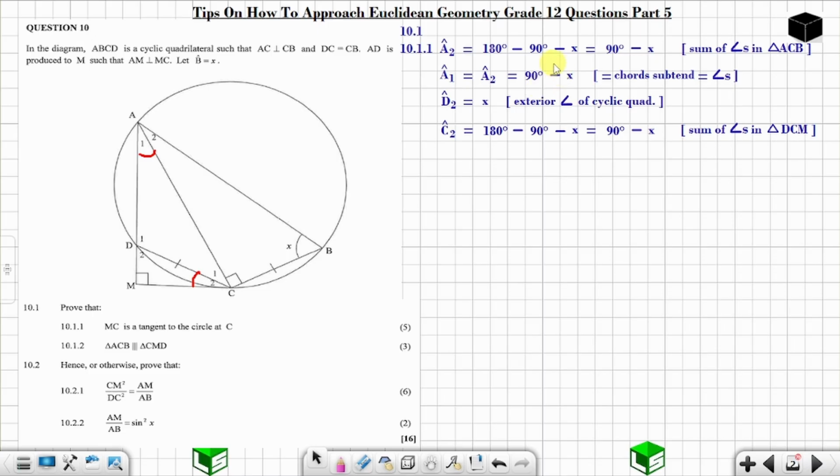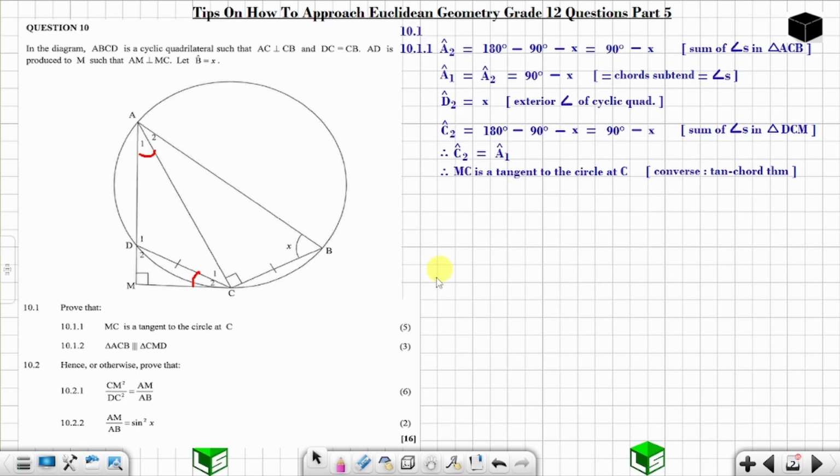This is angle A1 and this is angle C2. So you are going to say, therefore, angle C2 is equal to the angle A1. Therefore, MC is a tangent to the circle at C. The reason, you are going to say converse tan-chord theorem. Why converse? Converse means the reverse. Please check lesson 24 of 25 to learn about converse.